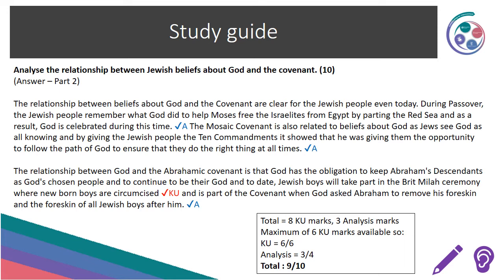Okay, so that was a structure of all the KU in the first 2 paragraphs and all the analysis in the second part. That's one way that you could structure your answer. And one thing for you to think about would be to go away and think about what world religion you're studying, if it's Judaism or another world religion. Think about how you could structure an answer like this and if it would suit you to answer a question like this.